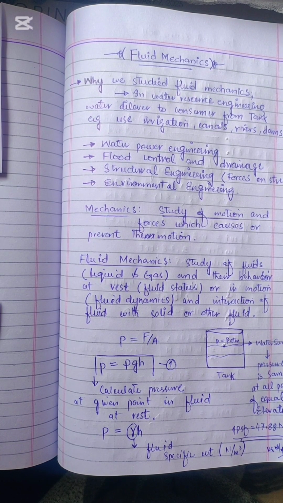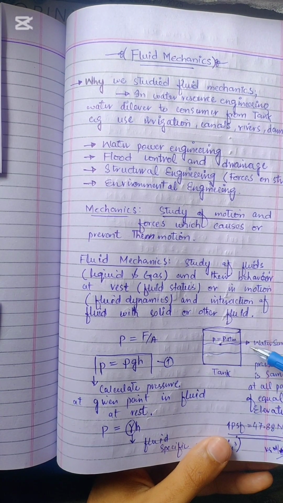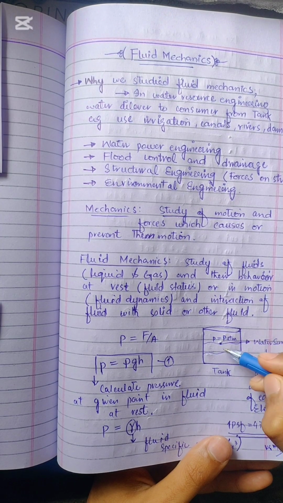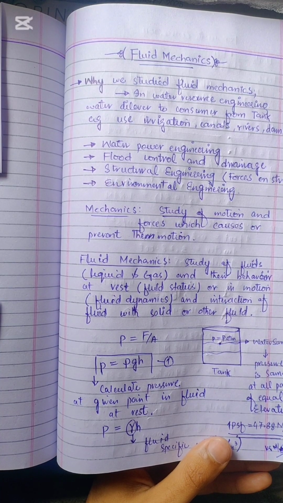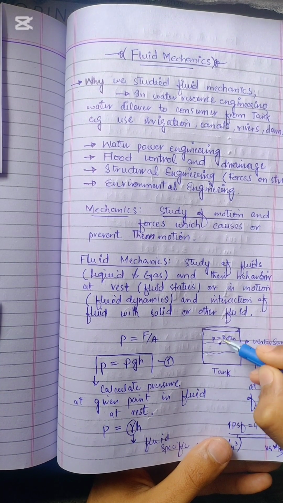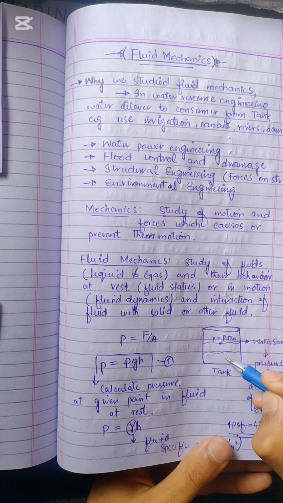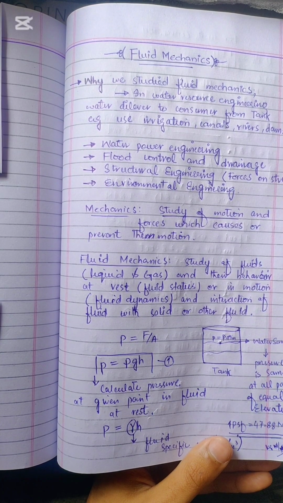When we are finding the pressure over a fluid, pressure is equal to force per unit area. If this is a tank and this is the water surface, the pressure will be the same at the same elevation. All over this water body, at the same elevation, there must be the same amount of pressure. At the top surface there is atmospheric pressure, so the pressure will be equal to atmospheric pressure.